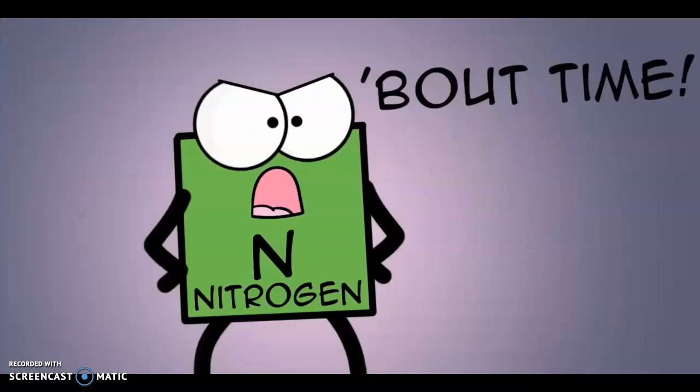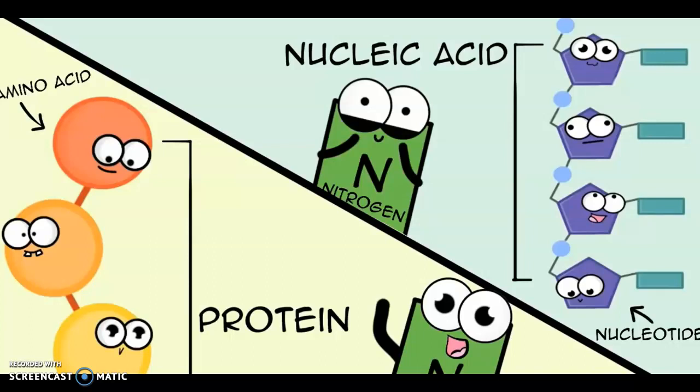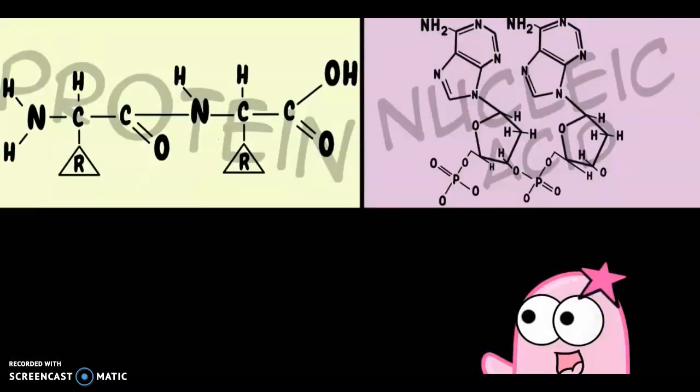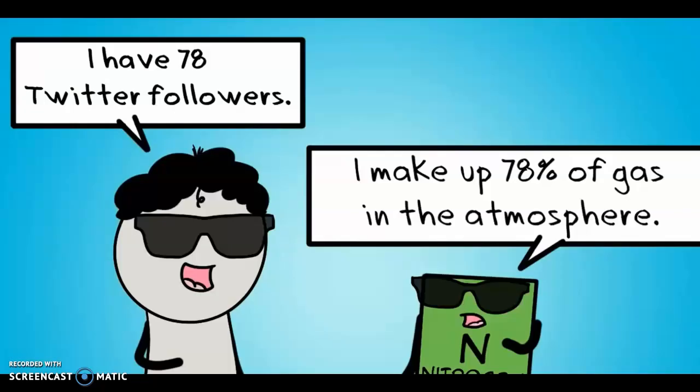Now, what about nitrogen? Well, nitrogen is a critical element in amino acids. Remember, that's the monomer of proteins. And it's also an element in nucleotides, which are the monomers of nucleic acids. And if you remember from our biomolecule video, proteins and nucleic acids are two very important biomolecules for life. Nitrogen is kind of a big deal in the atmosphere, considering it's the primary gas in the atmosphere.